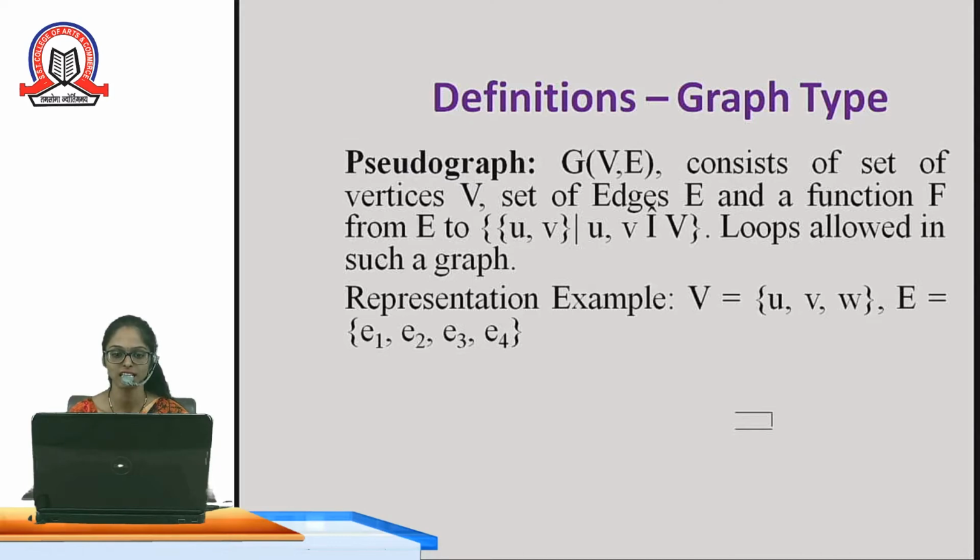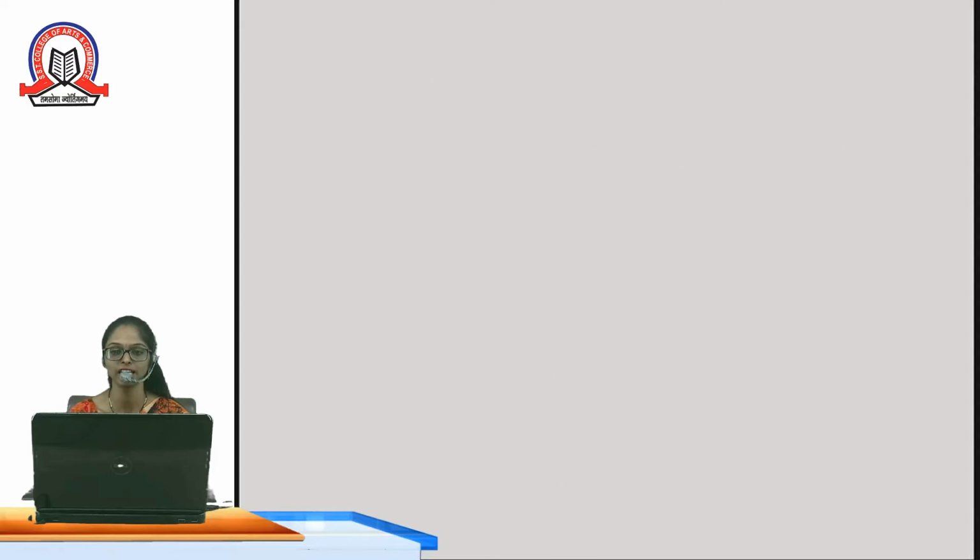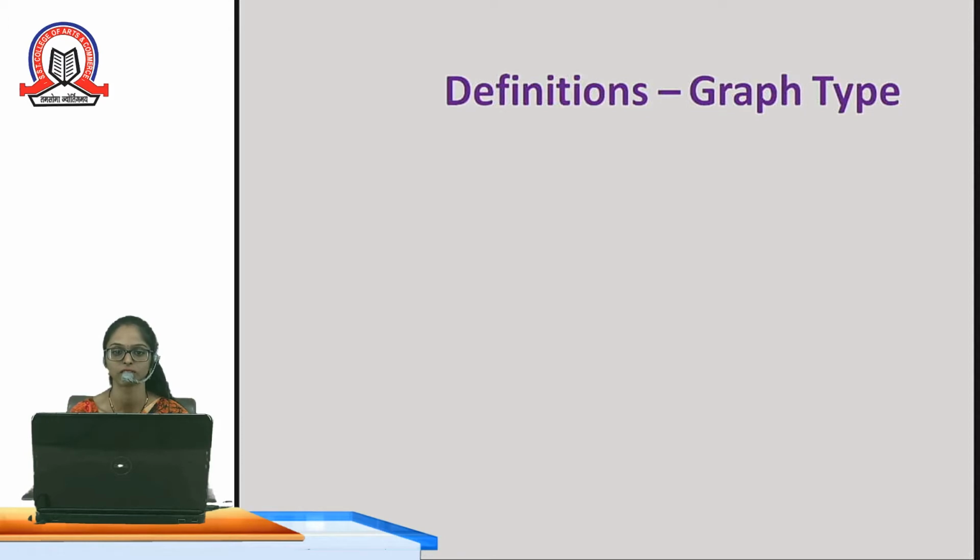Now you can see this example. First take the vertex U, then take the vertex V, third vertex is W. Then connect U and V, and the third edge is V and W. The edges are E1, E2, E3 and then connect W to itself by the E4 edge.